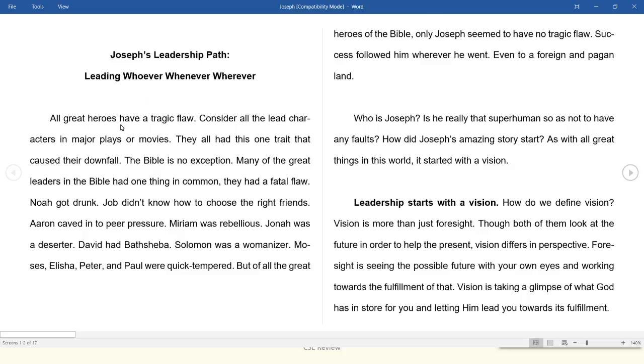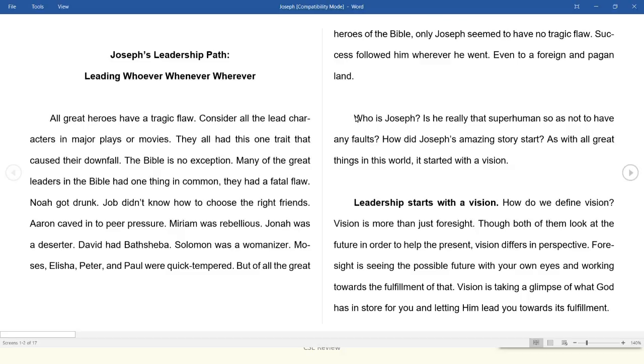Now, a quick review muna doon sa pinag-usapan natin last week. Sabi, look at how I started this paper. Sabi ko, all great heroes have a tragic flaw. So, ito na yung quip natin, di ba? We talked about how to start your paper. Consider all the lead characters in major plays or movies. So, again, we're talking about a leader that you want to pick from the Bible. So, I picked Joseph. Pero if you notice, yung first paragraph ko doesn't talk about Joseph right away, no? It sets the tone, okay? The Bible is no exception, many of the great leaders, ganyan-ganyan. So, ang dami kong mga sinite na mga examples ng different leaders, even before I started with Joseph.